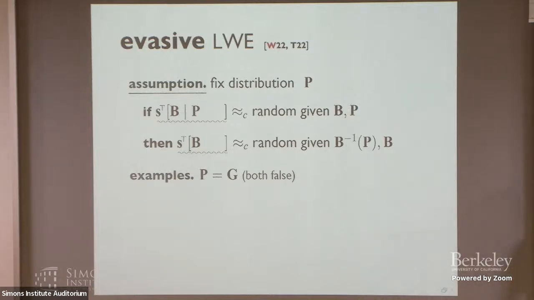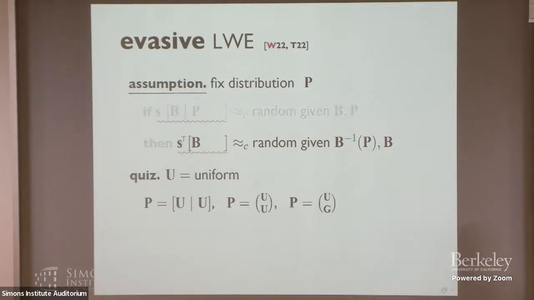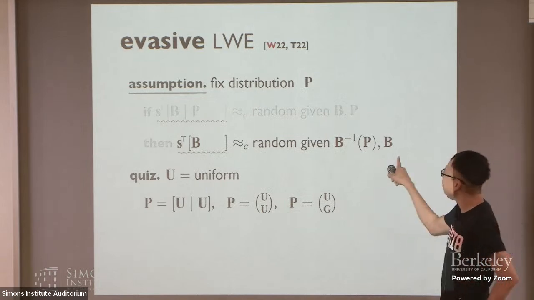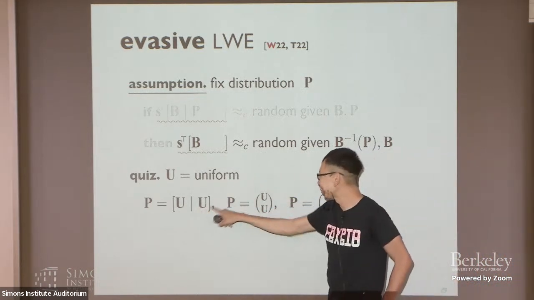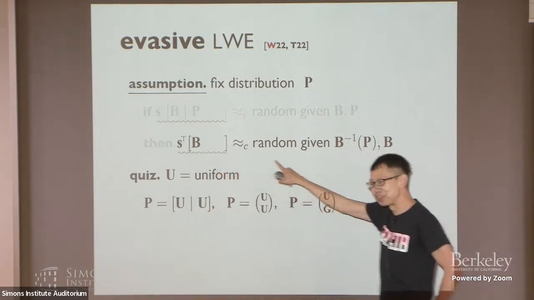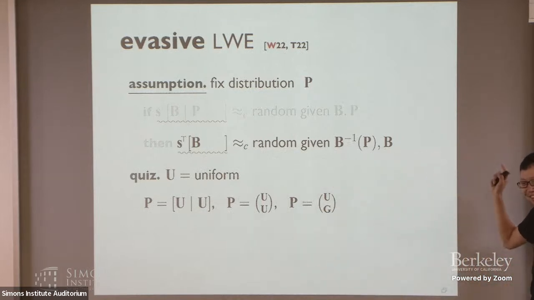So now we have a pop quiz. Let U be the uniform distribution. Consider the following three P's. The first is uniform concatenated with uniform. The second is also uniform concatenated with uniform, one is left-right, the other is top-bottom. And the third one is uniform concatenated with the gadget matrix, top and bottom. Is this statement true for each of these three P's? Let's do a quick pop quiz.